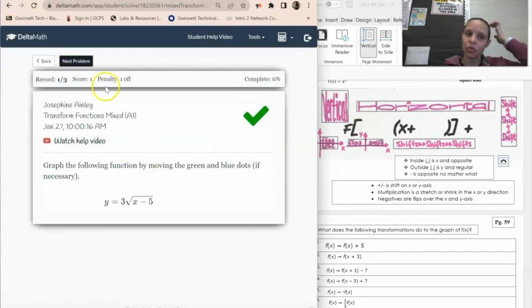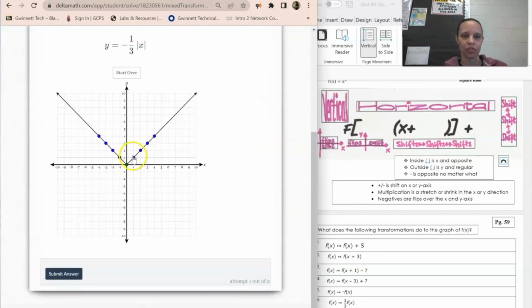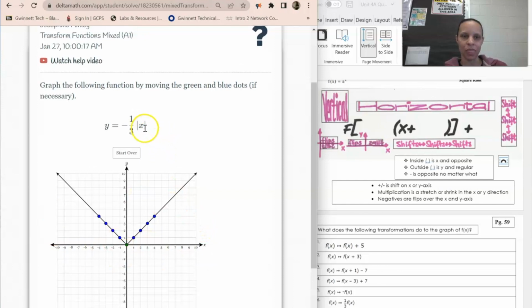So I am going to do a few more of these just to make sure we're fine. Doesn't matter what graph they give you. Find your x, that's the function. Look at everything else. I have two things: this negative outside and this 1/3 outside as well. I'm going to start with this negative. I'm going to ask these questions: is it inside, outside, or is it a negative? It's a negative. Negative is opposite no matter what. So keep that in mind.